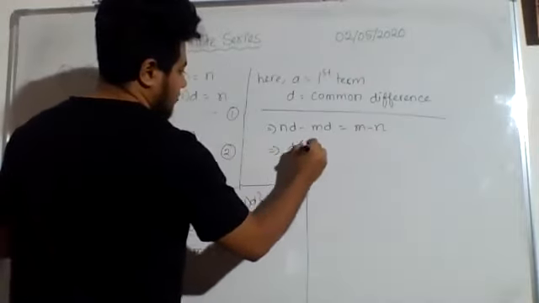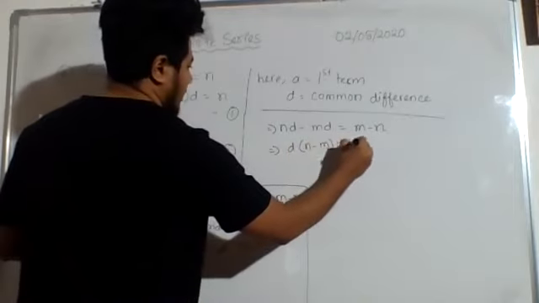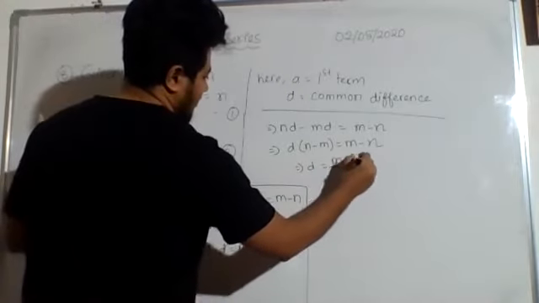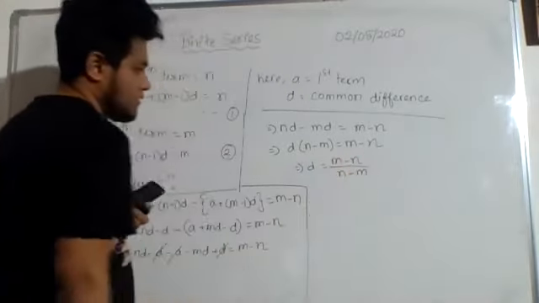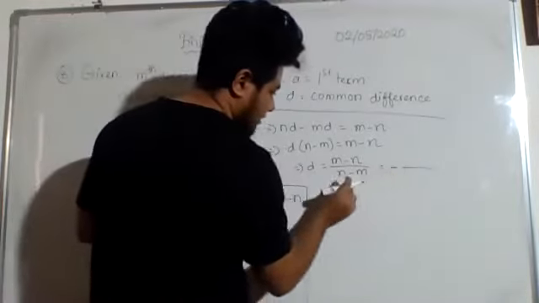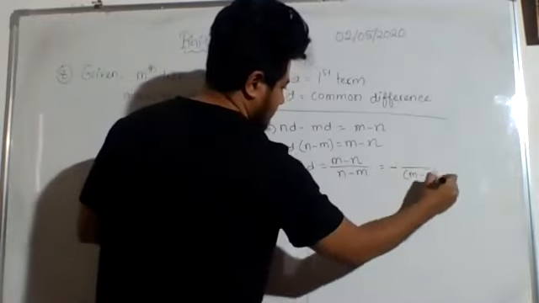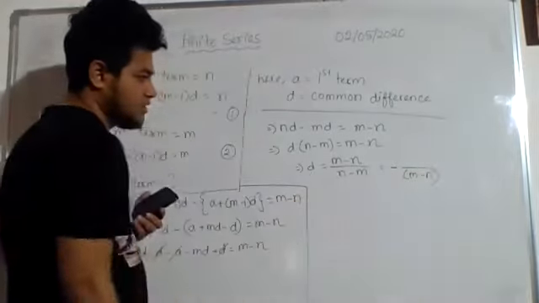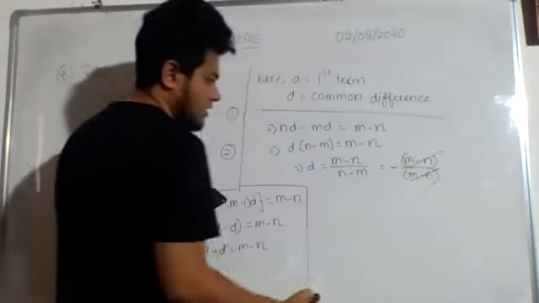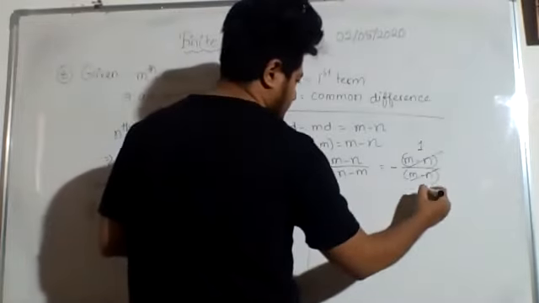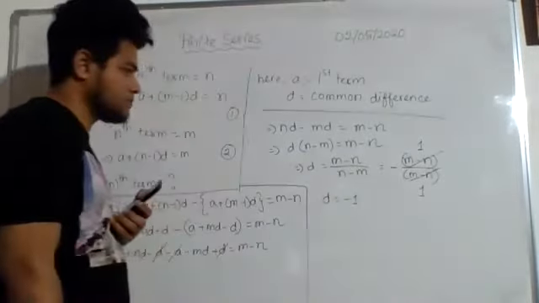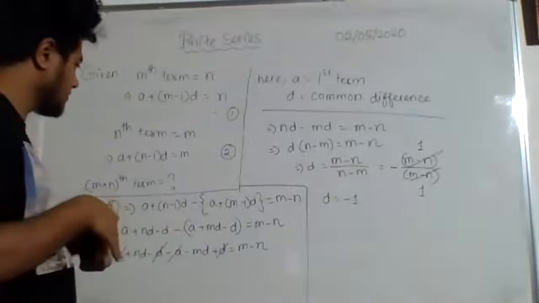So here if I take d common, n minus m will be there, and m minus n on the right. d is equal to m minus n divided by n minus m. So if you notice, if I take a minus common from the denominator, it will become m minus n. Minus common নিলে এটা চেঞ্জ হয়ে যায়, তাই না? আর উপরেরটা সেমই থাকবে. So m minus n, they will cancel each other. It will be 1 only. So d is equal to minus 1. This is the value of d.